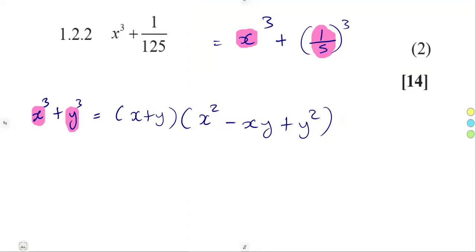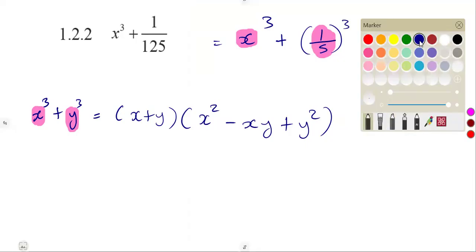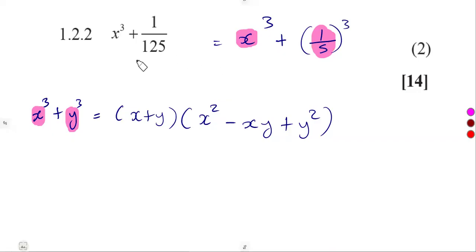Knowing this, guys, we can use the formula now to say this factorization is going to give us x plus y. X, that's the first, plus the last. First plus the last. Our first term plus the last term. That is what it means. So that's x plus the last term, 1/5. In place of y, we have got 1/5. All right. So that's the first bracket that we are seeing.